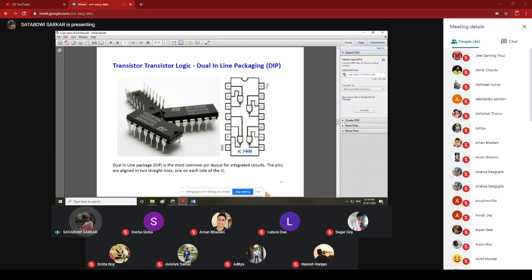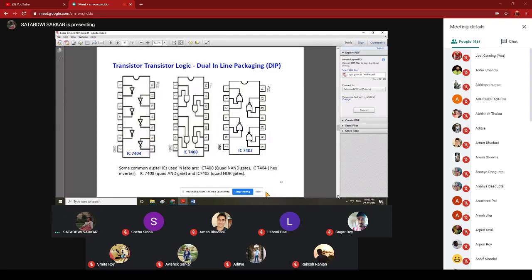So this is the IC diagram of 7400. Here are the IC diagrams of 7404, that is the NOT gate, 7408, that is the AND gate IC, and 7402, that is the NOR gate. This is the NOR symbol here. This is the AND symbol, and this is the NOT symbol.